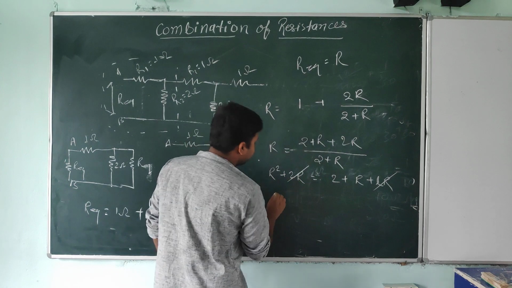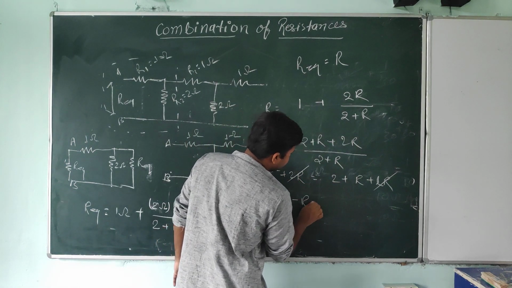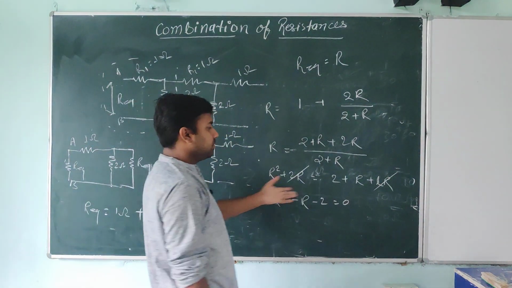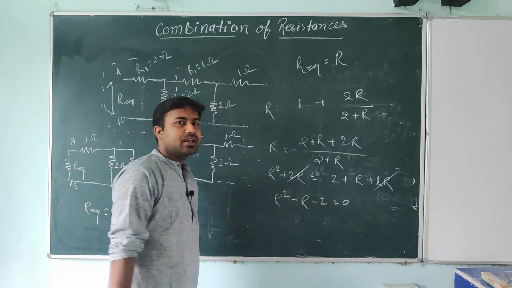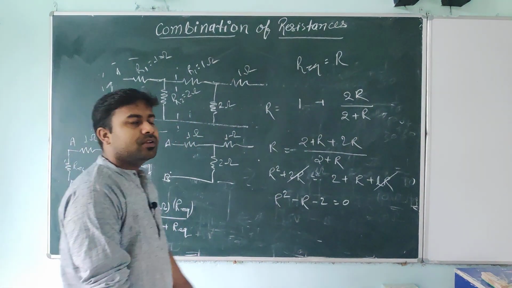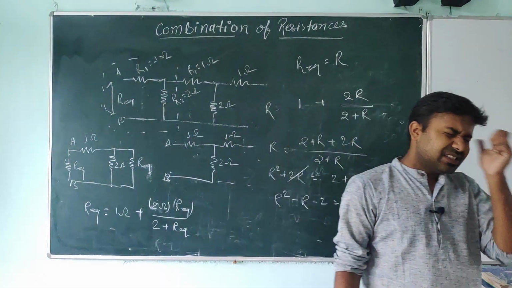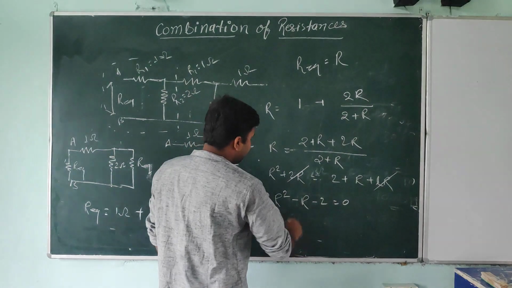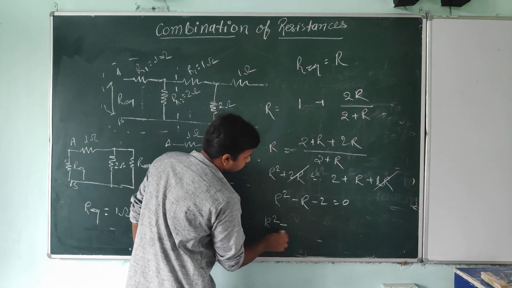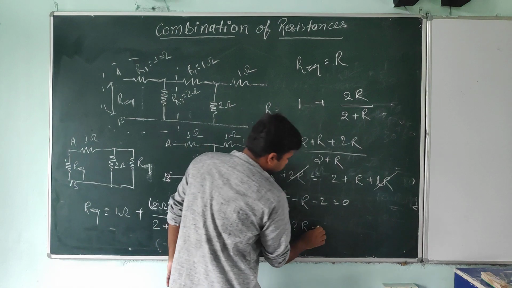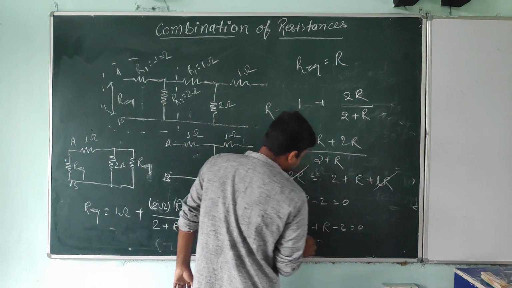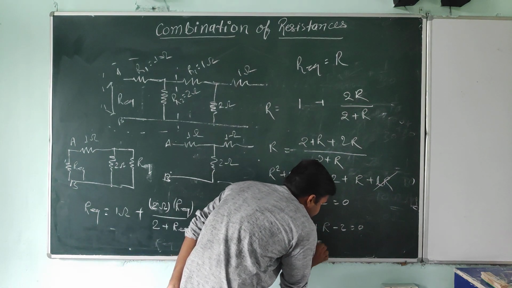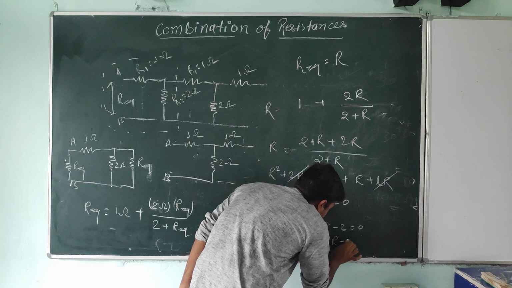Now if you will take this one this side, what you will get? R square minus R minus 2 is equal to 0. Now it's a quadratic equation. I suppose you all are expert in this, how to solve the quadratic equation. It means you can easily solve this one. Is it or not, student? Okay, so try it. So how you can solve? You can write here R square minus 2R plus R minus 2 is equal to 0. R take common, what you will get? R minus 2 and plus 1 if you are taking common, again you will get the R minus 2.